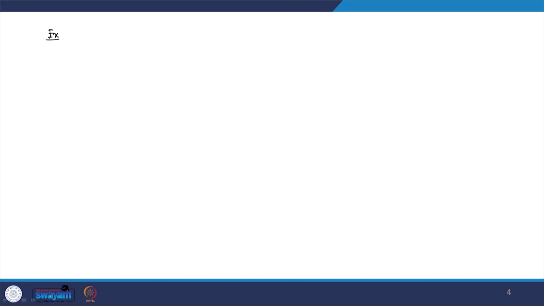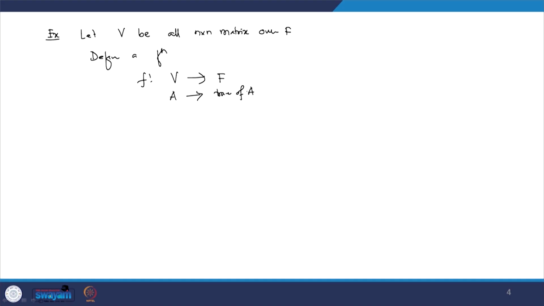Okay. Let me consider a second example like this. Let V be all n cross n matrices over a field capital F. So, define a function f from V to capital F as, so any element is a matrix A of the form n cross n matrix goes to, suppose, trace of A. This means that I am defining f of A equal to sigma Aii, i equal to 1 to n.